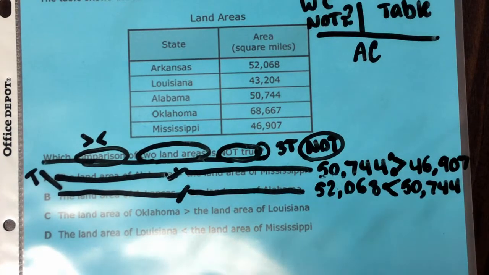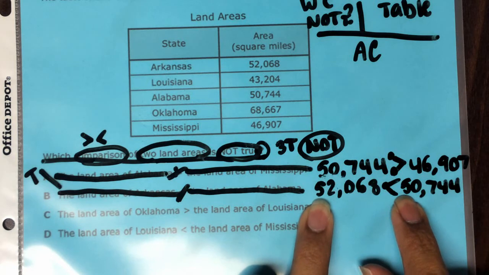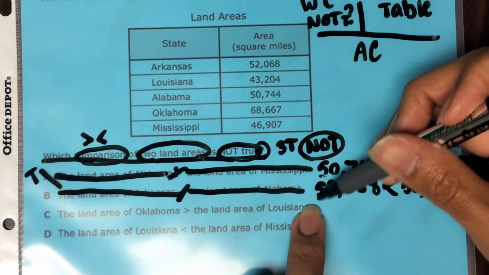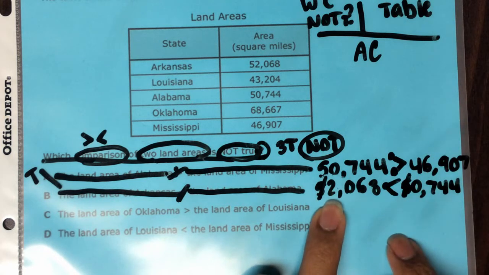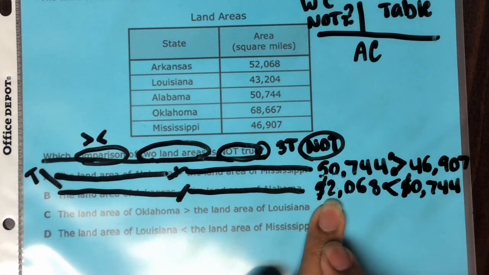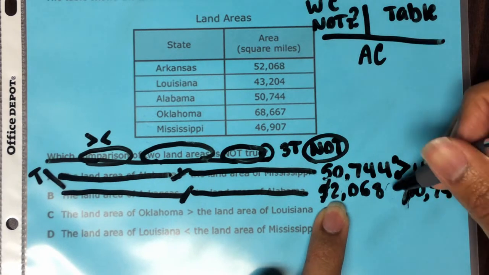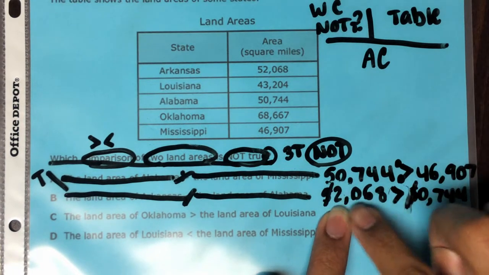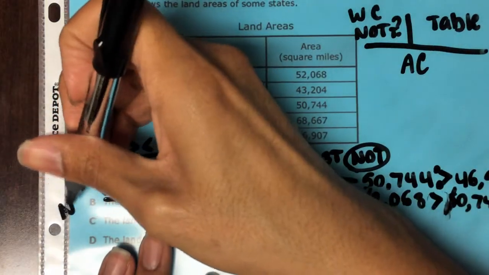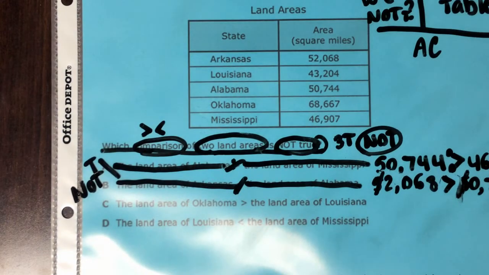What place value am I going to start with again? You're right, the biggest place value, the 10,000s place. What's bigger, 5 or 5? Well, they're both the same, so is that going to help me? No, let's cross them off. Now go to the one next door. 2 and 0, which one is bigger? Well, the 2 is bigger. Is this symbol correct? No, it's not. The symbol needs to be pointing this way. And since it's not true, I'm going to write not.